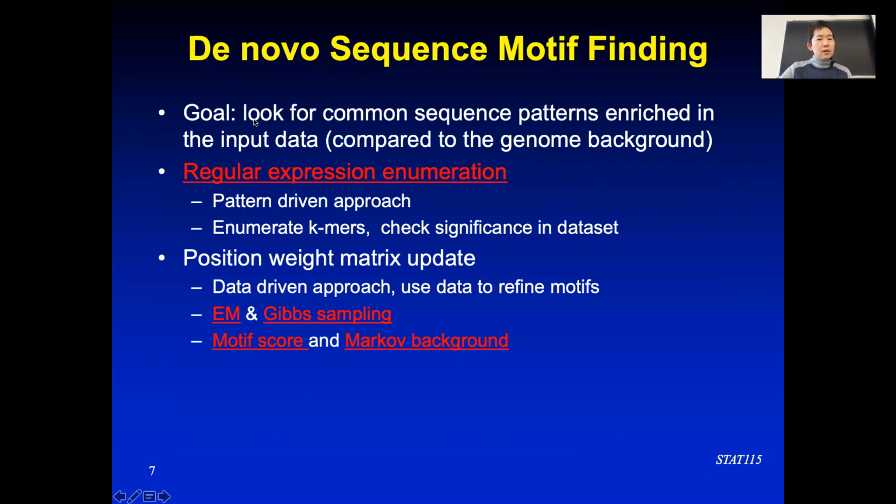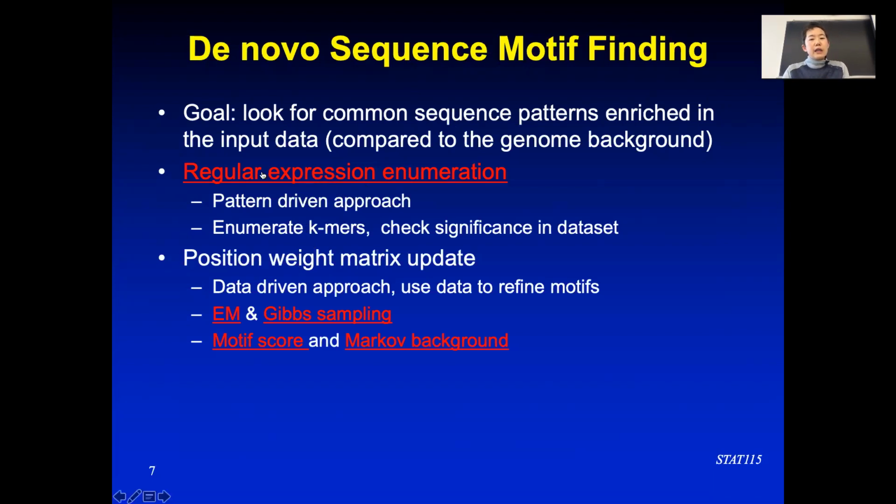The goal is, if we're given the input data, for example, promoters of genes that form an expression cluster, so the lights that are on and off together, right? So we were looking for the common light switch between them. So we're trying to look for a sequence pattern. And depending on the different way of representing the motif, there are two different major classes of motif finding approaches.